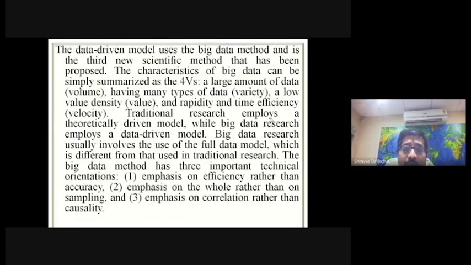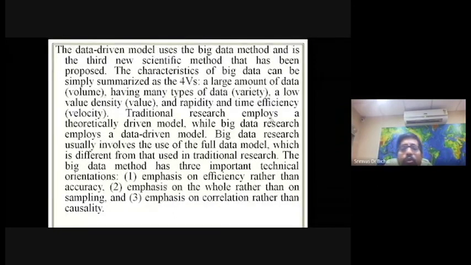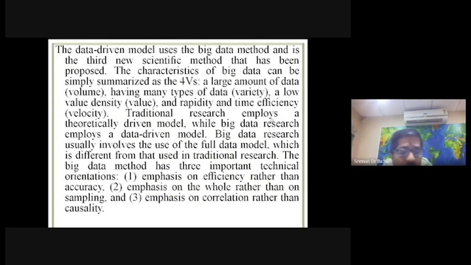So it can handle large volumes of data, different types of data, low value density also it can handle, rapidity and time efficiency, all these things can be handled. So this creation of models is very, very, very important.